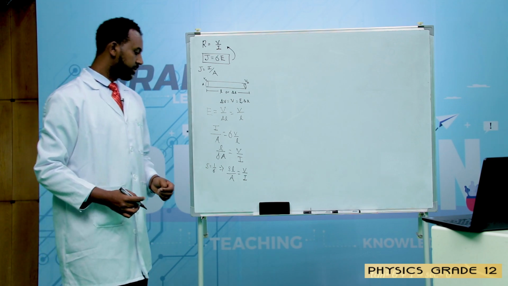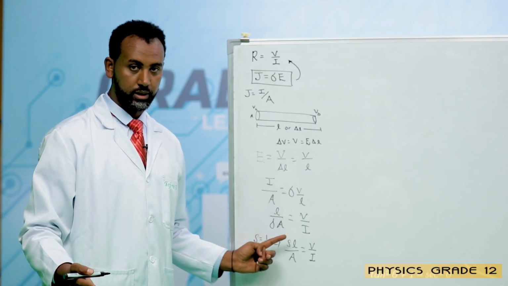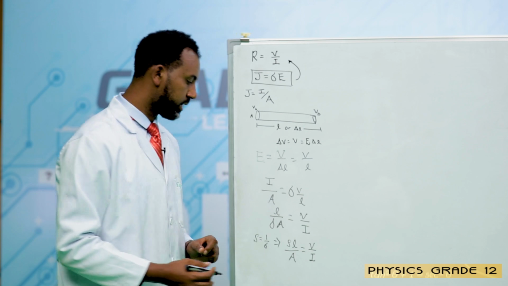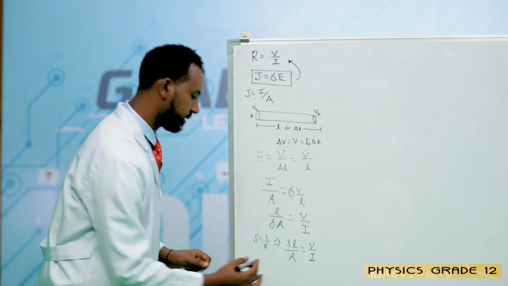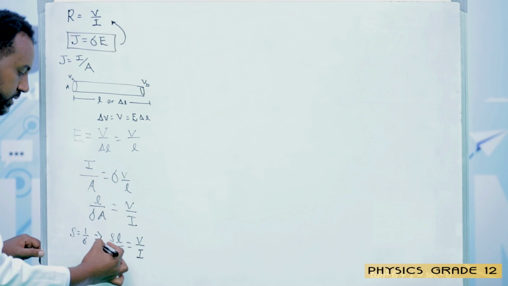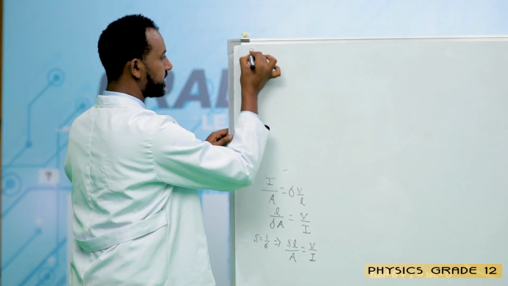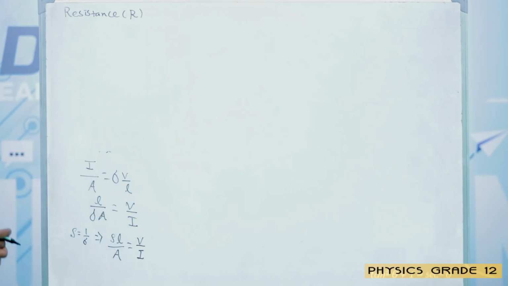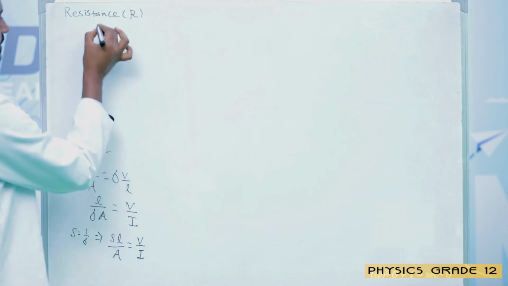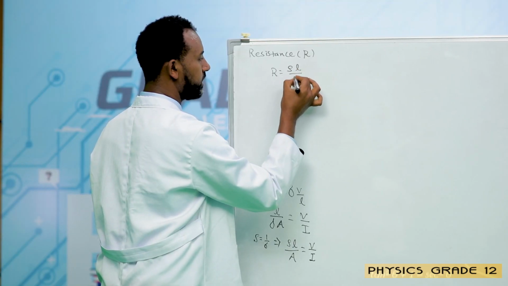Therefore, the quantity on the left side tells us about the geometrical property of the material: the resistivity, the type of the conductor, the length and the cross-sectional area of the wire. Therefore, this is known as the geometric property of a given conductor. Therefore, it's possible to substitute this as resistance. We can symbolize resistance as capital R. Therefore, R is equal to resistivity times length over area.